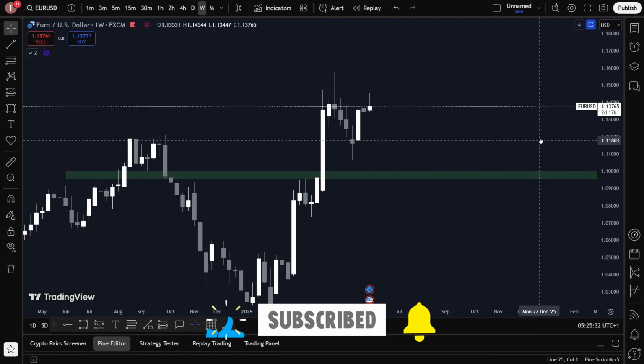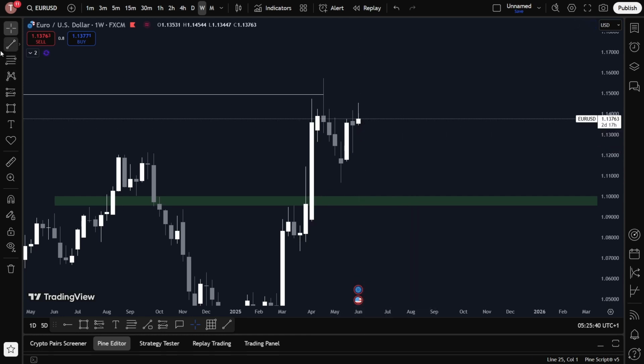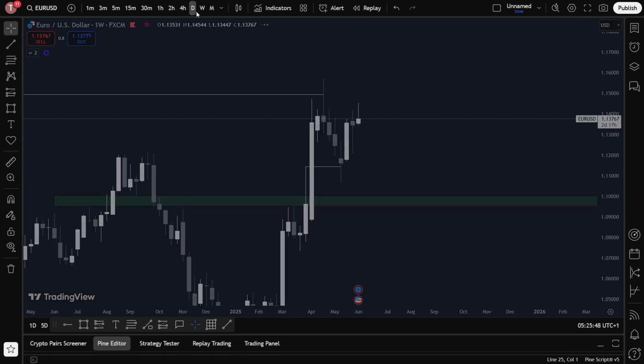As we move into the weeklies, what we see is that the price is sweeping the highs or equal highs, you can say, but nothing is much clear over here except this level of FVG being respected by the market. So let's move to the dailies to see what is happening inside these candles range.